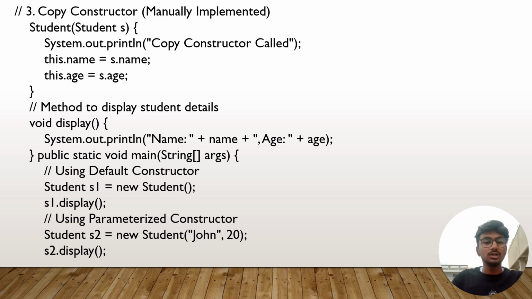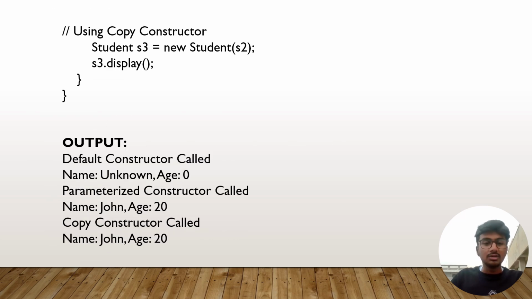And then coming to the third, the manually implemented copy constructor, where I have taken a constructor which is already present in the code. Next, I have used a void display method to display the details of students. Now coming to the output for the above code.